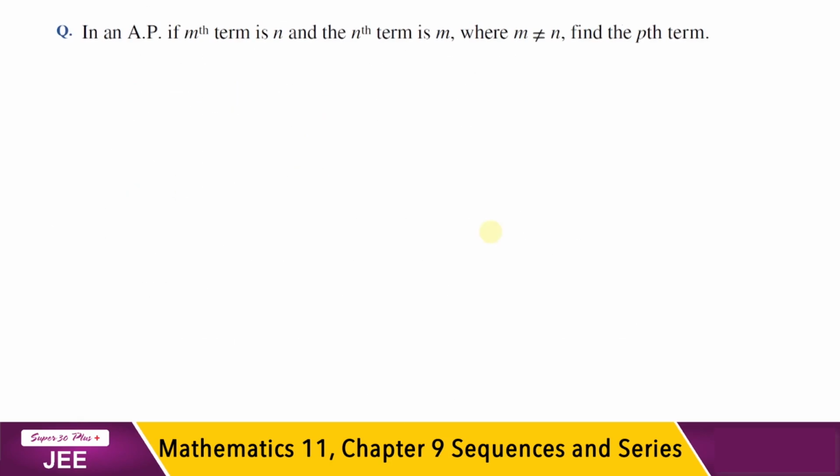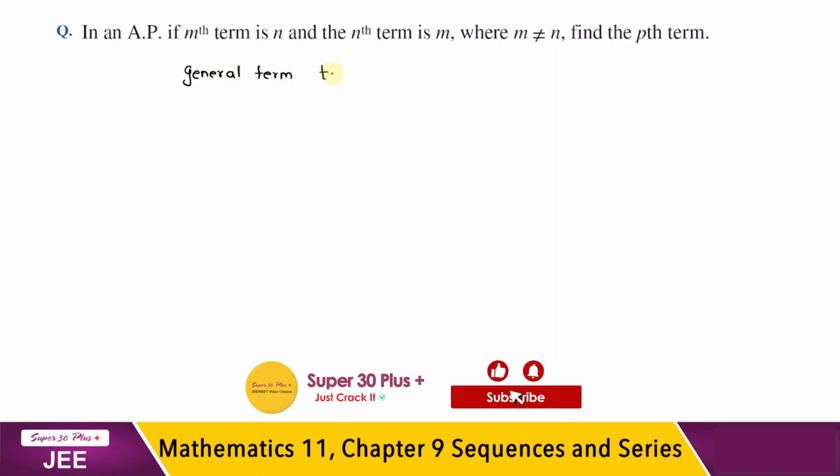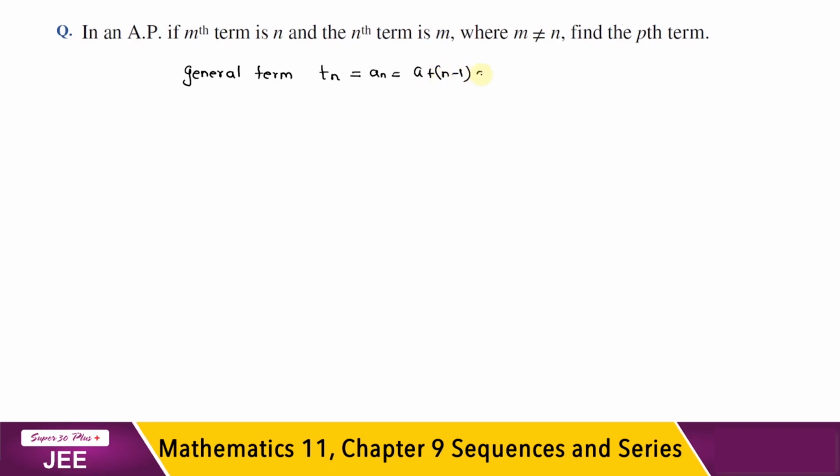Let's move forward. So we have our very first question. In an AP, if mth term is n and nth term is m, where m is not equal to n, then find the pth term. So the information that we have been given is that mth term is equal to n. So I am first going to write down the formula of the general term of an AP. The general term is denoted by Tn, or it can also be denoted by An. Both are equal to a plus (n minus 1) into d, where a stands for the first term, d is the common difference, and n is the number of terms.